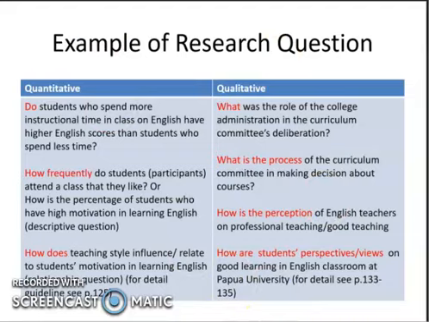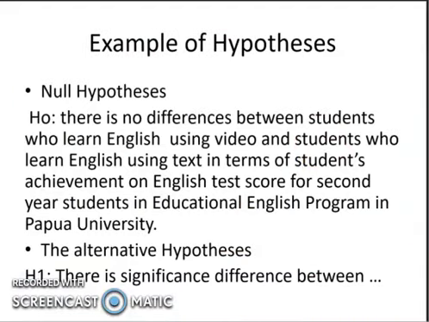Now let's come to the examples of null hypothesis. For hypothesis, there are two types of hypothesis. First is null hypothesis, and the second is alternative hypothesis. Usually, only the null hypothesis in a quantitative study is enough. The alternative hypothesis not really stating, it's okay. Null hypothesis is usually for the negative one, while alternative hypothesis is for the positive one. For example, here there is no difference, blah blah blah, while for alternative there is a significant difference, blah blah blah.